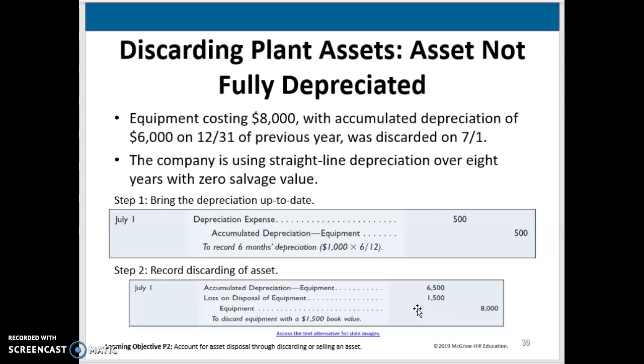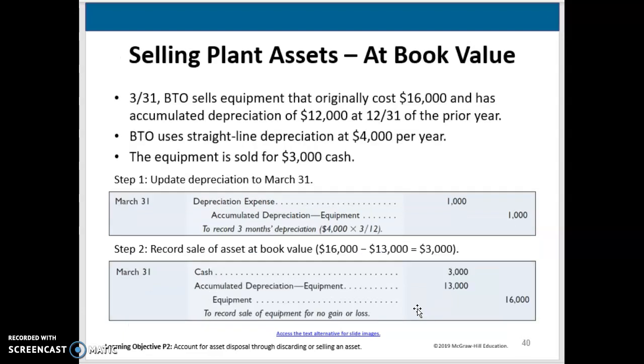So now let's look at some examples as if we are selling it instead of just getting rid of it. Our first example says that on 3/31, BTO sells equipment that originally cost $16,000 and it has accumulated depreciation as of 12/31 of the prior year. They use straight line depreciation, which is $4,000 per year, and they're telling us that the equipment is sold on 3/31 for $3,000 cash. So we're getting cash.